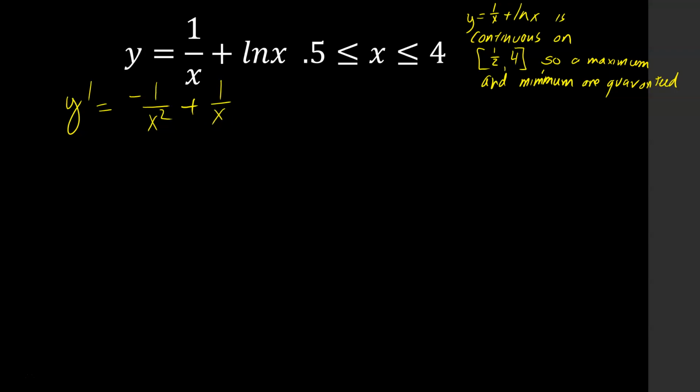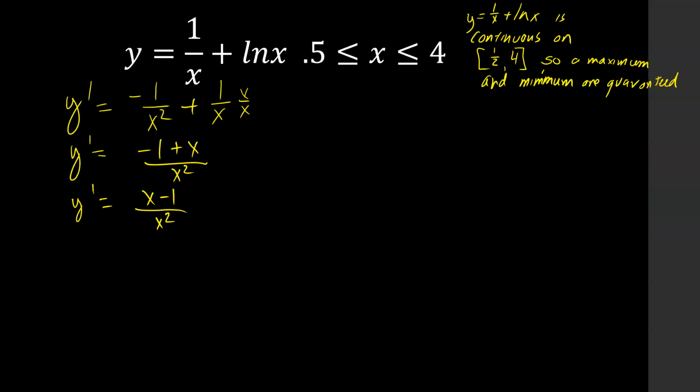That seems weird. I'm going to combine these two pieces together by multiplying 1 over x times x over x. And I'm going to have y prime is equal to negative 1 plus x over x squared, or x minus 1 over x squared.